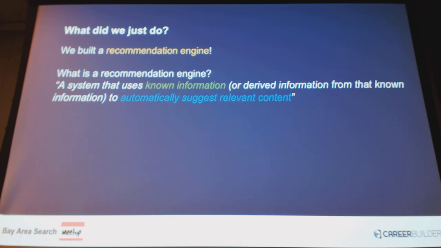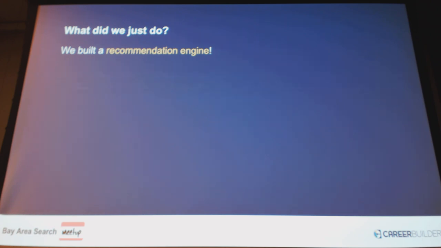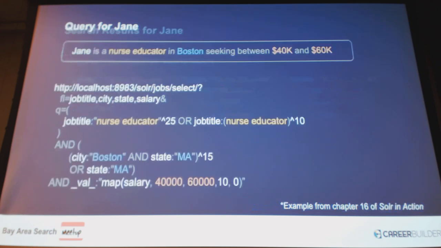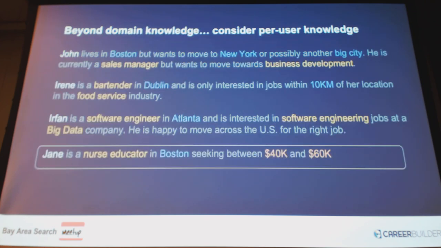Yeah, I agree with the concept of recommendation engine, but it seems like you're building this user profile, quote unquote, using just one episode of that user query, right? The user profile you're building is based on one search that person did, that she's a nurse educator in Boston. No, sorry. These are supposed to be representative of all of the information we know about the user. So they might have run 20 searches, and we've learned from those searches that she is searching for jobs that are between $40,000 and $60,000 on average.